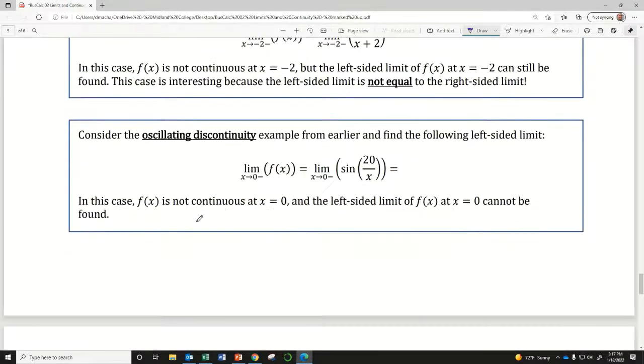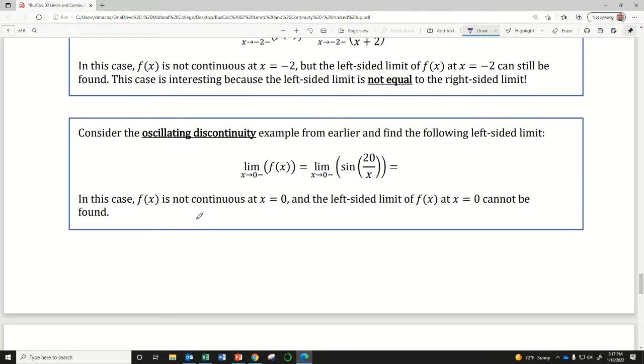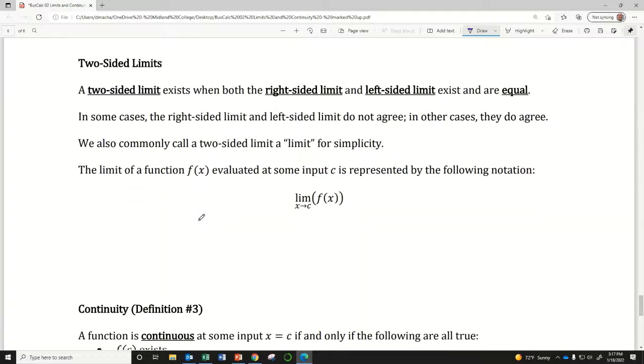Now, we've talked about right-sided limits. We've talked about left-sided limits. Now let's talk about two-sided limits. So, a two-sided limit exists when both the right-sided limit and left-sided limit exist and are equal. So if both of the one-sided limits exist and those one-sided limits have the same value, that's when we say that we have a two-sided limit.